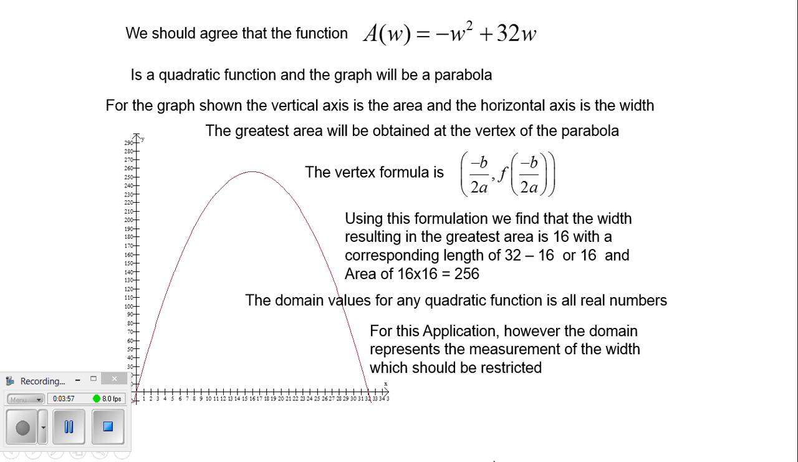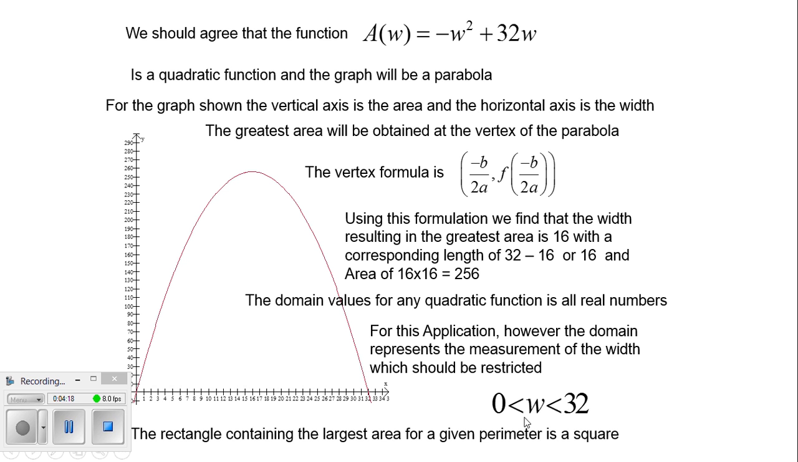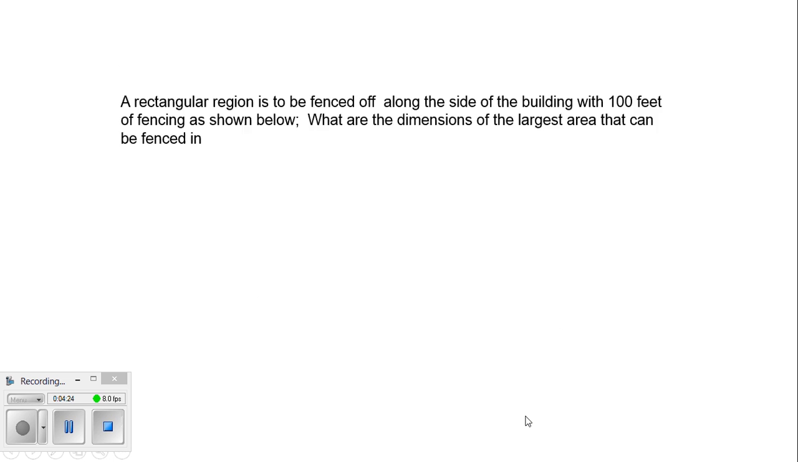Okay, so let's build on that a little bit. I do want to put a limitation on w, even though this function as a function unto itself, the domain is all w's, but for practical applications for what we were looking at, w representing the width would have to be between 0 and 32. Otherwise, you wouldn't have a box, okay?